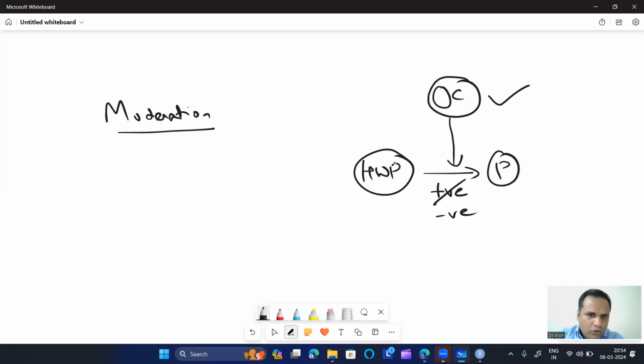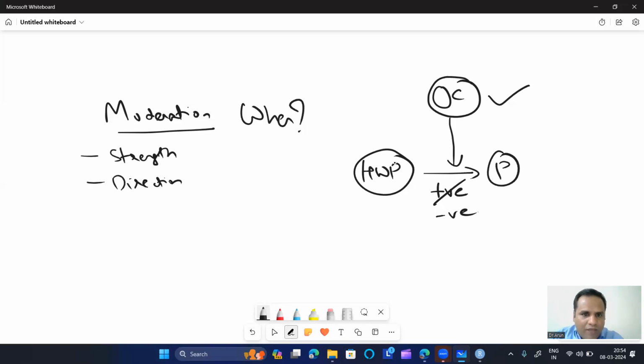So I think Sonam was asking, see, moderation, what does it affect? It affects the strength of the relationship. And second, it affects the direction of the relationship. Direction means if positive becomes negative or negative becomes positive in the presence of the third variable. Strength means the effect will change. And moderation always answers the question when: when will the relationship be stronger or weaker? So this is answered by moderation.